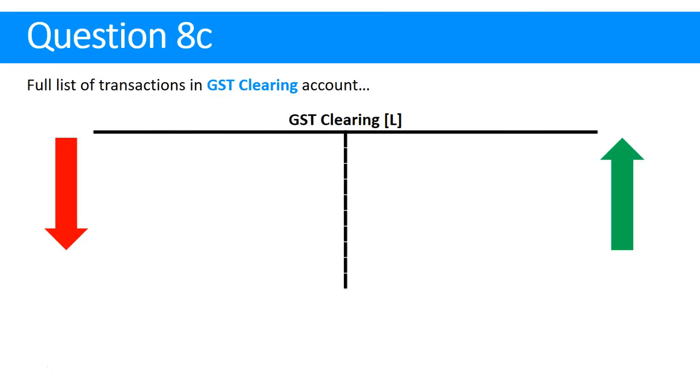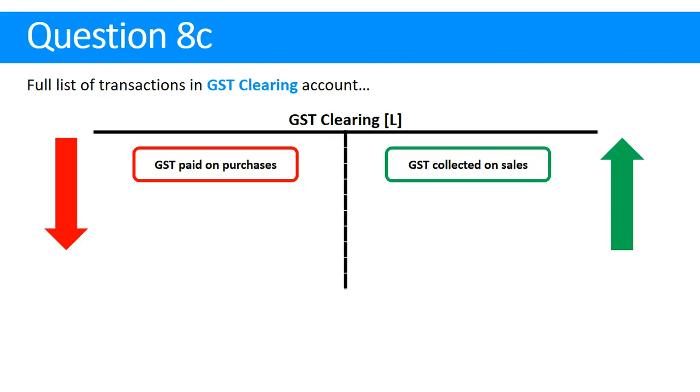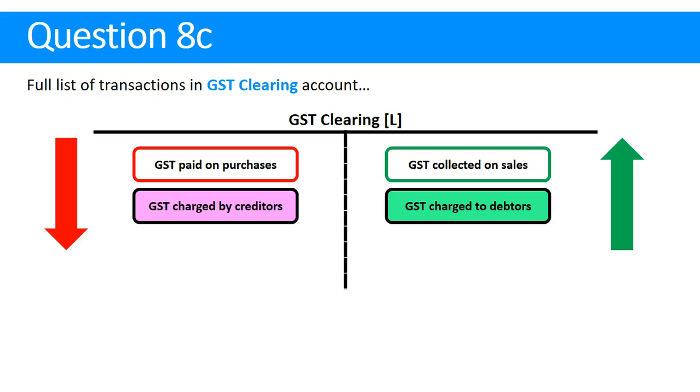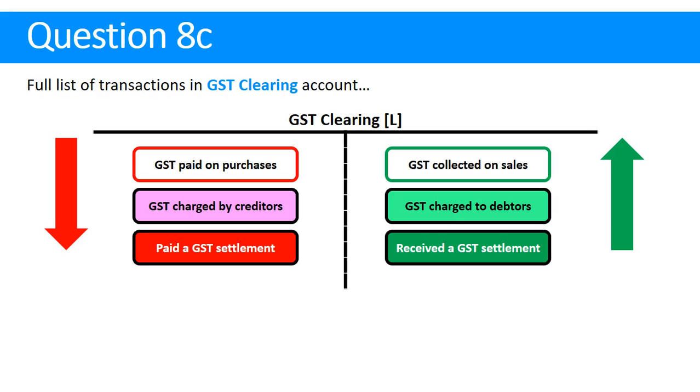Now that we've gone through that, we can do a full list. Every GST transaction has to be either GST collected on sales, paid on purchases, GST charged to debtors or charged by creditors, but also when we get a settlement from the government, that would show up as a credit, and when we pay a settlement to the government, that would show up as a debit.